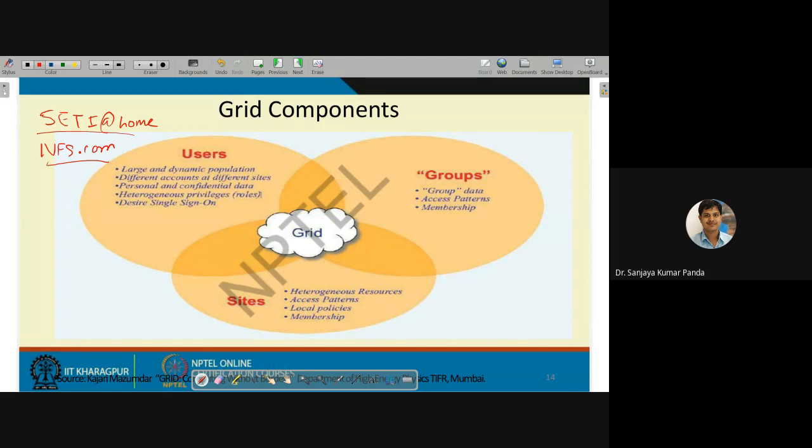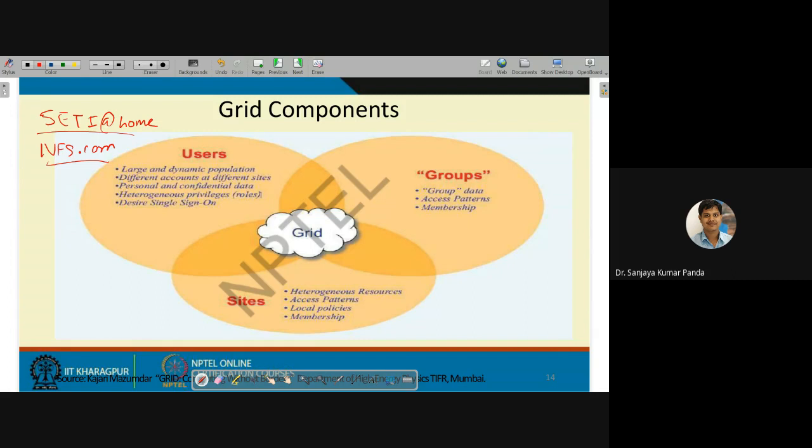Similarly, when you talk about sites, we have heterogeneous resources, because you cannot gather a large amount of resources from one place, but a set of resources participate together to provide the service, right? Similarly, we have various sets of policies. Different sites have different policies that you have to follow, right?